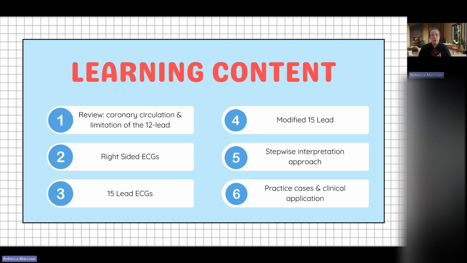So today we're going to review the coronary circulation and the limitations of a 12-lead ECG. Then we're going to talk about right-sided leads. This really should say posterior leads, but then 15-lead ECGs, and then modified 15 leads. And then we're going to talk about interpretation. So we're going to bring up some ECGs and look at whether we would want to consider a right-sided or posterior lead. And then we have some practice cases and clinical scenarios at the end that we can walk through.